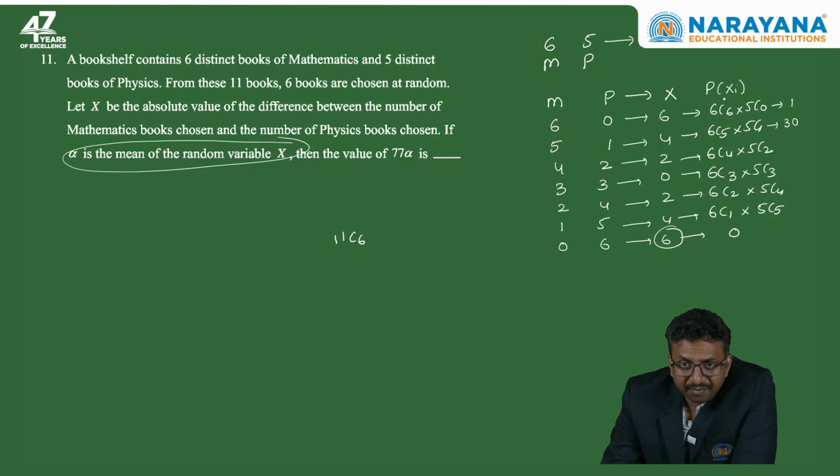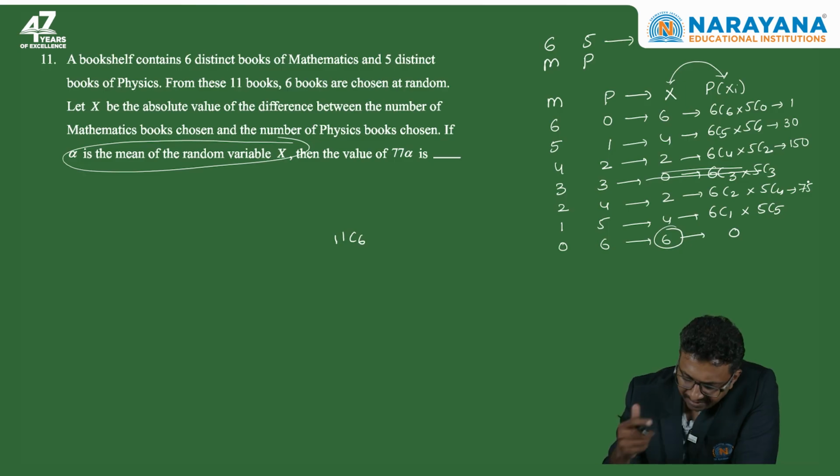Now, once you have P of xi and xi, you need to multiply them. So, sigma xi into P of xi is the mean. Really, as you can see, I do not need the first term, because when you multiply it with 0, you are going to get 0. So, 6C4 into 5C2: 6C2 is 6 into 5 by 2, that is 15, into 10, 150. Then 6C2 into 5C4, 5C4 is 5, 15 into 5 is 75, right. 6C1 into 5C5 is 6 into 1.